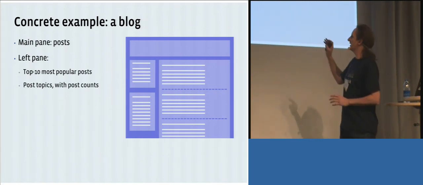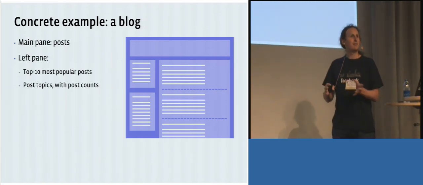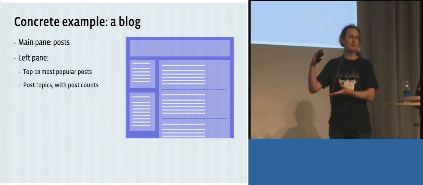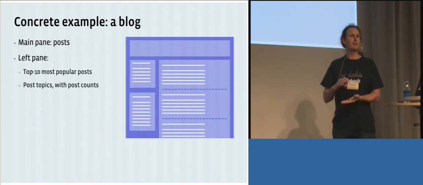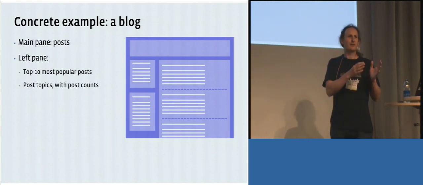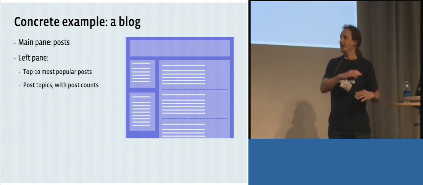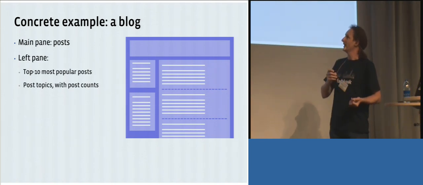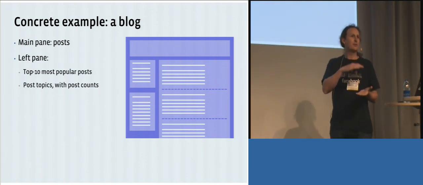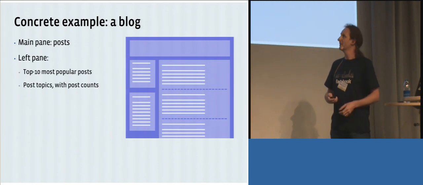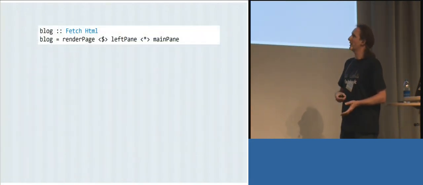So our blog will look like this. We've got 3 different panes on the page. The main pane will show a set of blog posts. And on the left, we've got 2 sub-panes. The top one's going to show the most popular posts, and the bottom pane on the left will show the topics, post counts organised by topic. All right? So I'll do this top down.